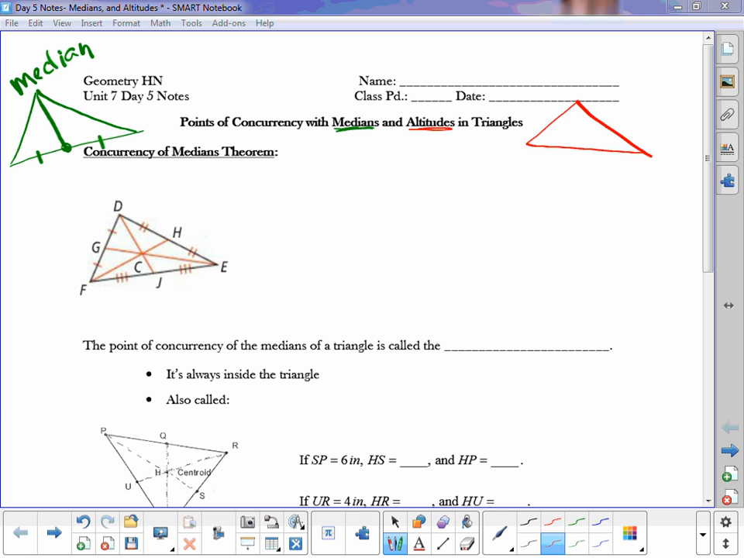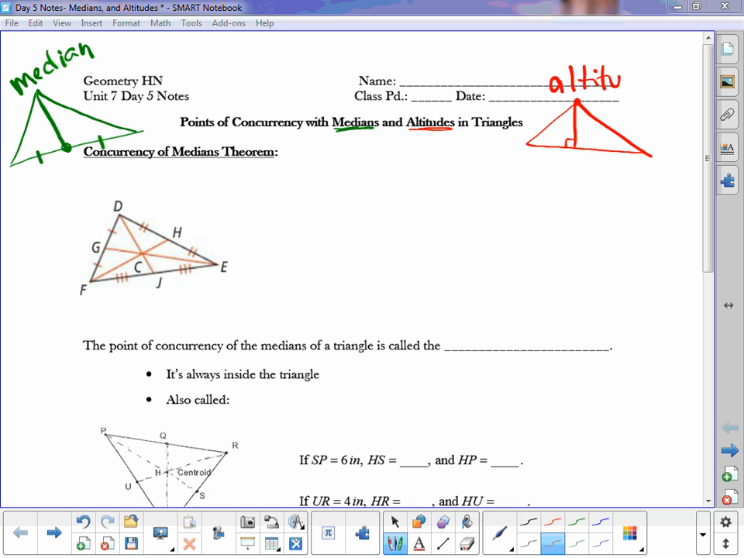Now take a look at your vocab, and who can explain to me what an altitude is? Okay, Lucy. An altitude is the perpendicular segment from a vertex to the line containing the side opposite the vertex. Great. So we go from a vertex, and I want to go to the opposite side in such a way that I hit it perpendicularly. So this is an altitude.